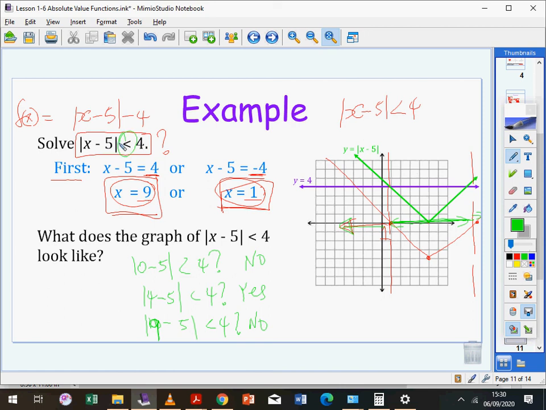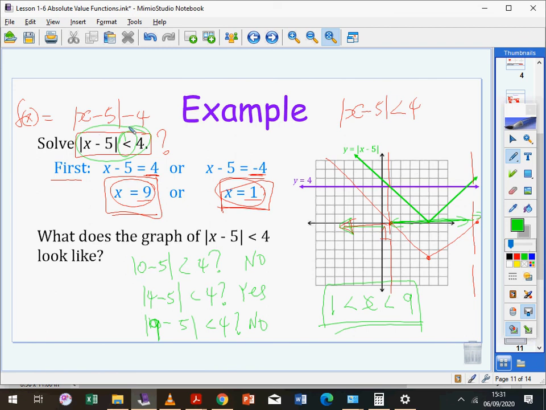So your solution set can be written simply as 1 < x < 9. You can write your solution set as 1 < x < 9, and this would be the solution to this inequality. I told you that is another way you could think about it.